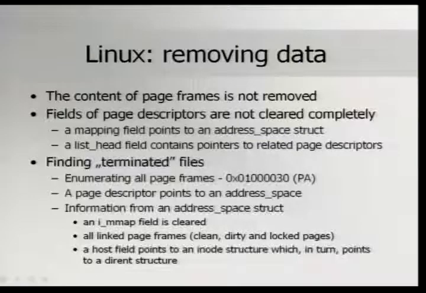And what do we have to do? For sure, we have to enumerate all page frames, and we have to take a look at the following information. In the address_space struct, the i_mmap field is cleared, so it means that it's no longer used. But all page frames are linked, and they point to the rest of the page frames which contain the content of the process which was terminated a long time ago. So this also allows us to recover the whole file.